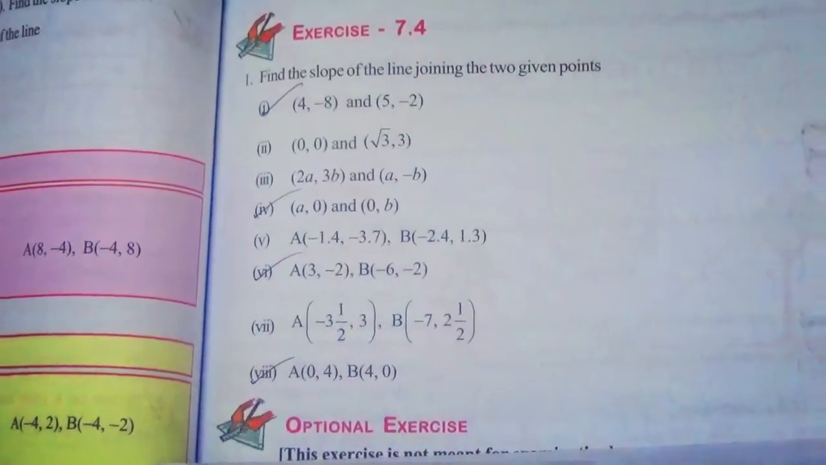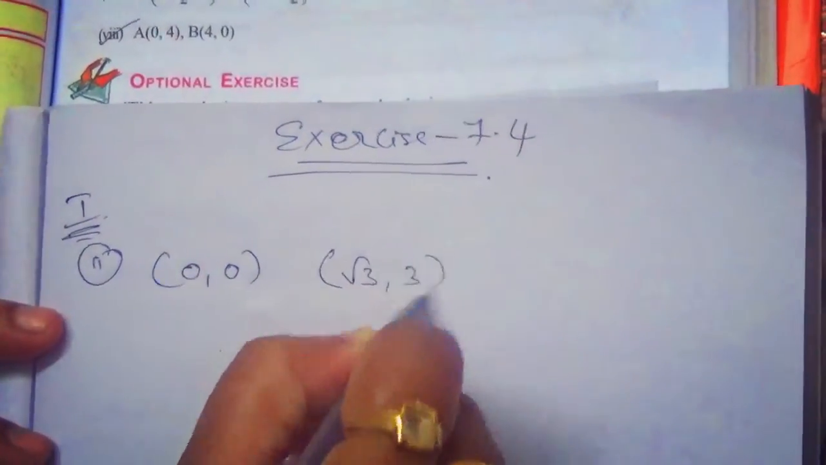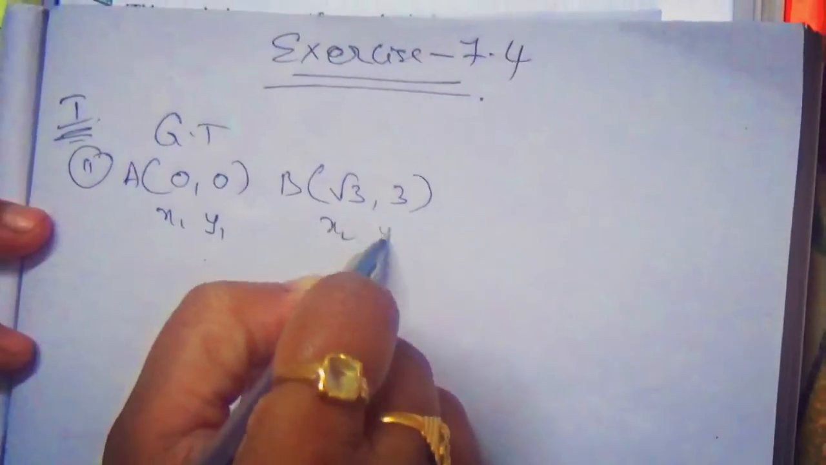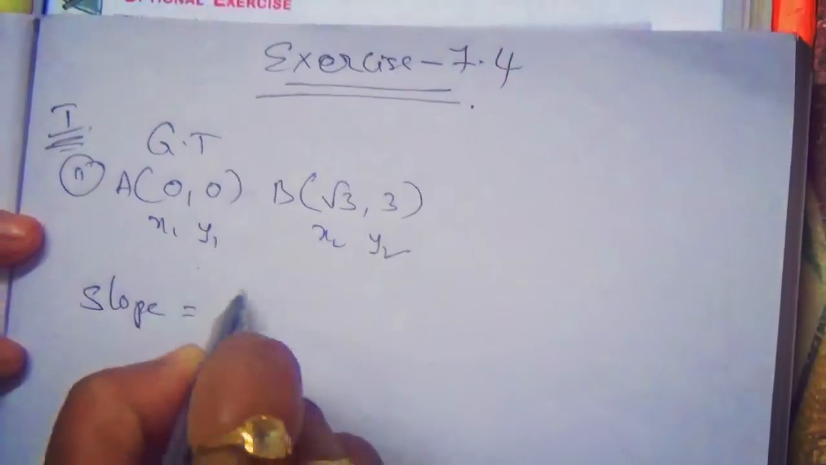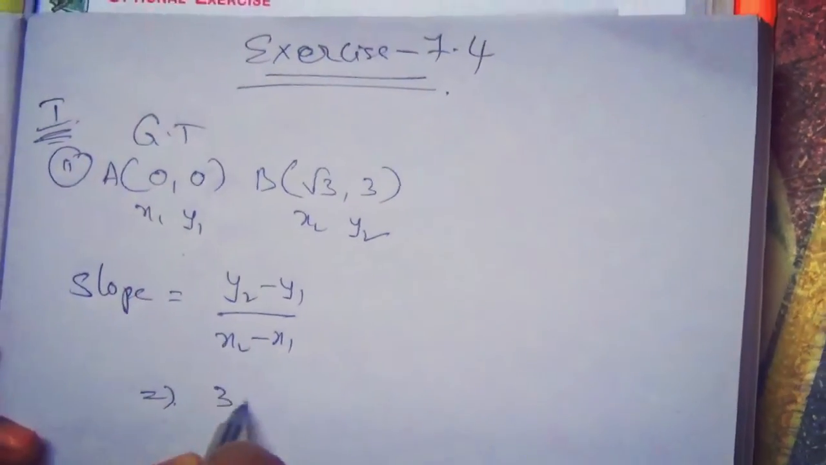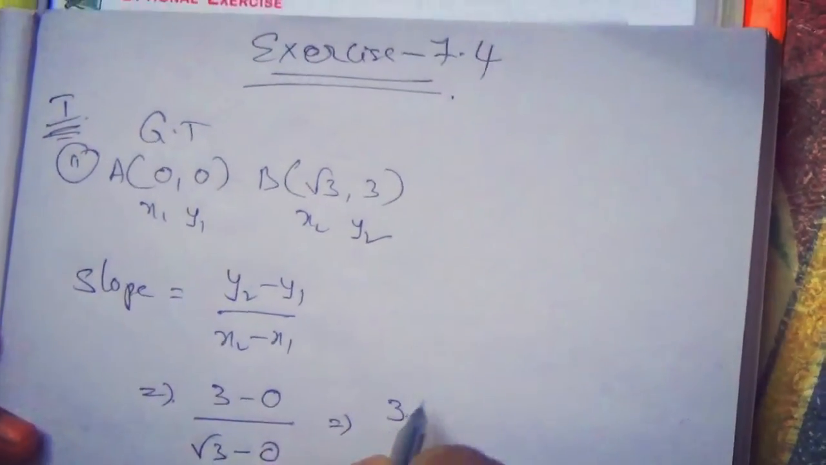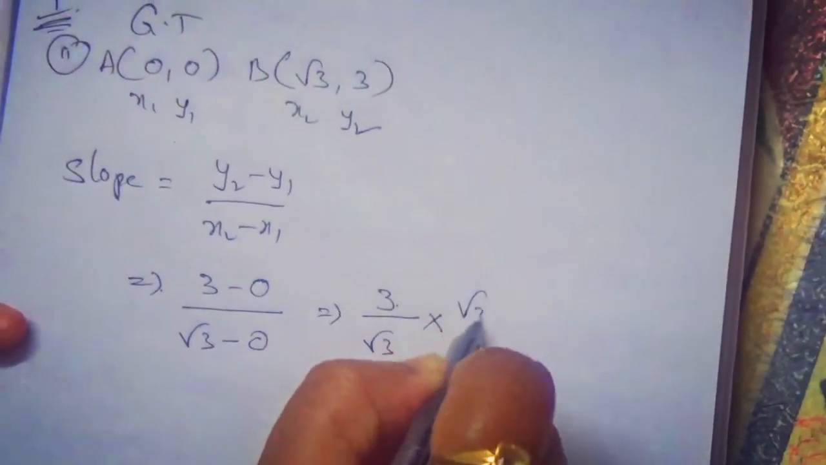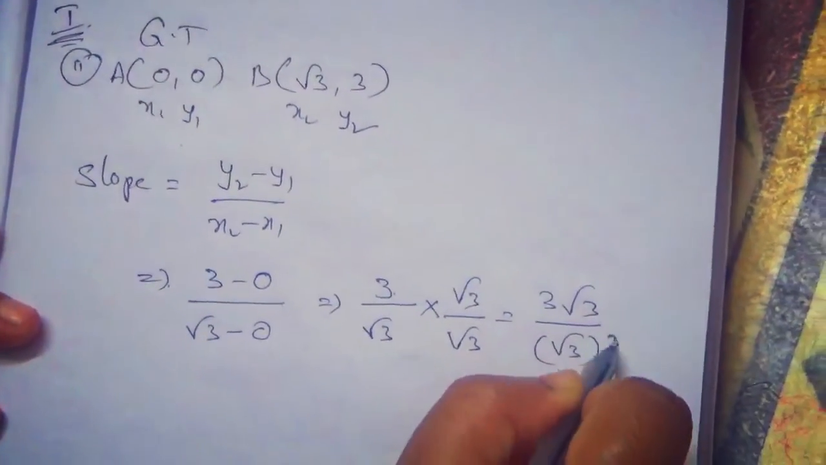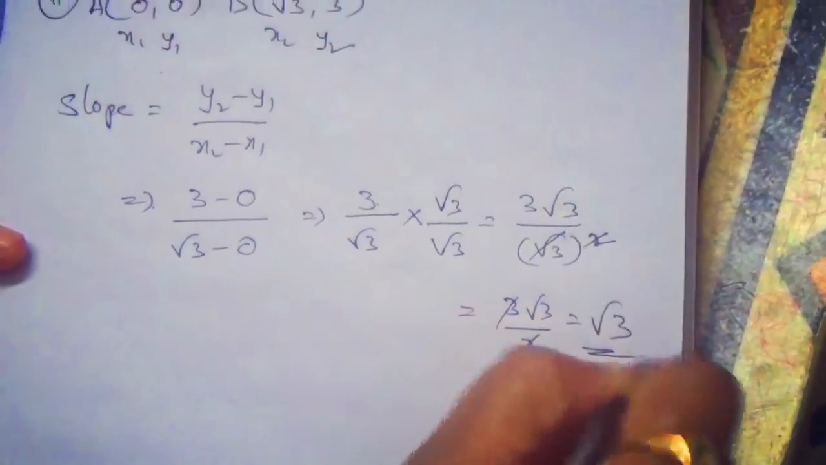Remaining all I'll tell. The first one, in the first Roman, second sum is 0, 0. Next one, root 3, 3. Let us take these points as A, B, x1, y1, x2, y2. Slope formula: slope is equal to y2 minus y1 by x2 minus x1. That implies 3 minus 0 by root 3 minus 0. That implies 3 by root 3. By rationalization, this rationalization is there in your 9th class. Okay, square root cancelled, 3 root 3 by 3, 3 cancelled. Root 3 is the answer.